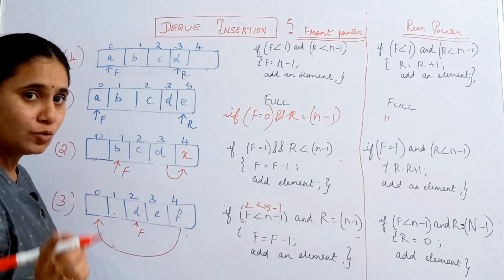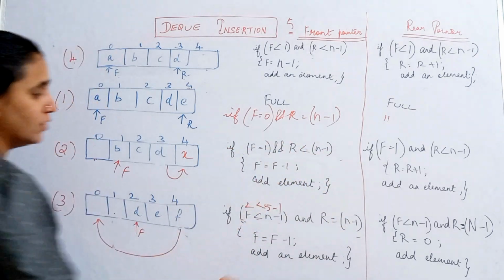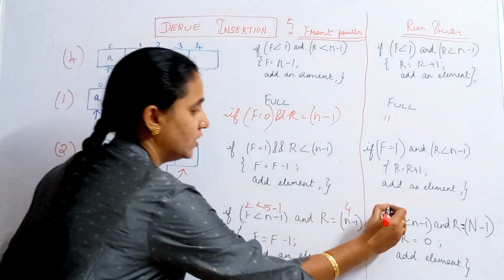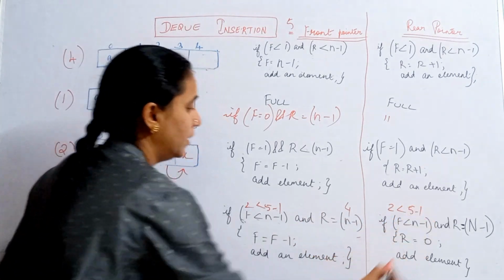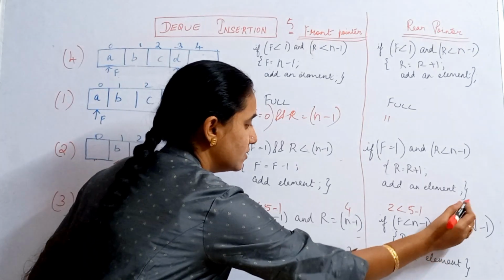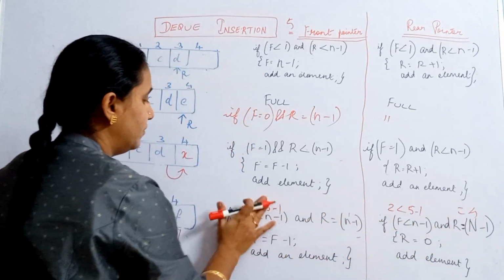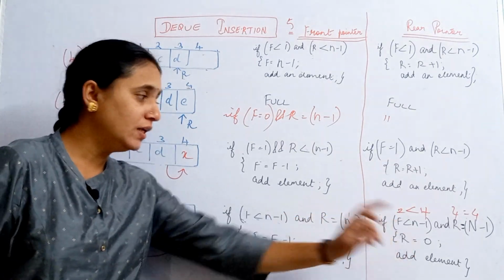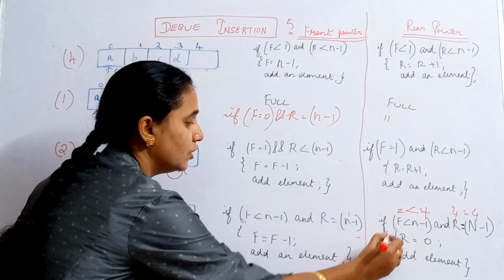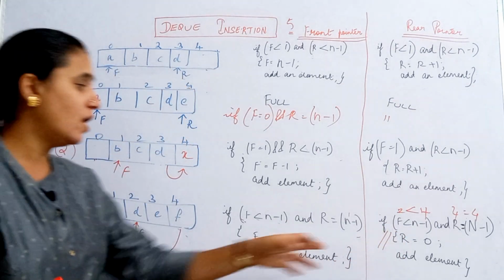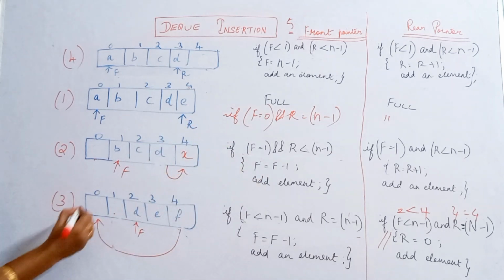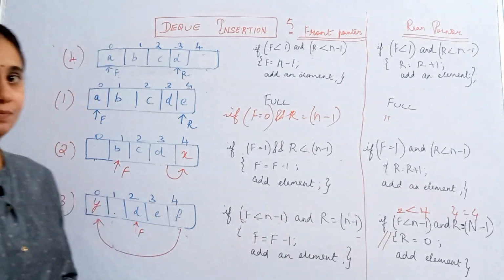So this is true and this is also true. R is pointing to the fourth value, so true. So 2 is less than 5 minus 1 and r is equal to 4. Okay friends, if this condition is satisfied, we are reinitializing r equal to 0. So the pointer will move here and we are going to insert another element, it will be y. Like this only you must check the condition.